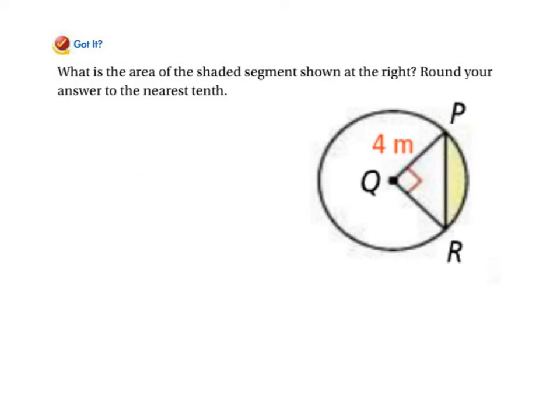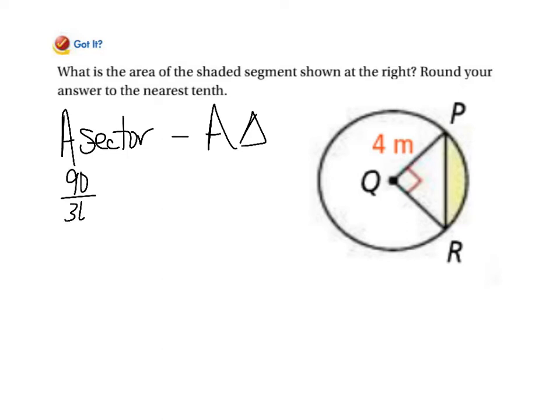All right, let's look at one more example like that. Again, looking for the area of the segment. I'm going to do the same thing I did before. I'm going to find the area of the sector, and I'm going to subtract the area of the triangle. The area of the sector formula is going to be the portion of the circle that I'm using, which in this case is 90 over 360 times pi r squared, minus the area of the triangle.